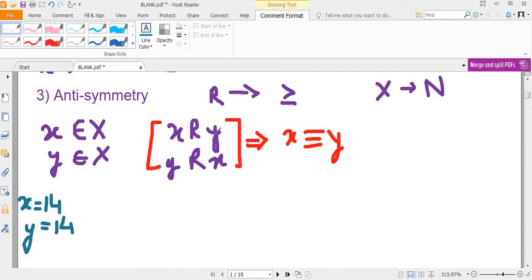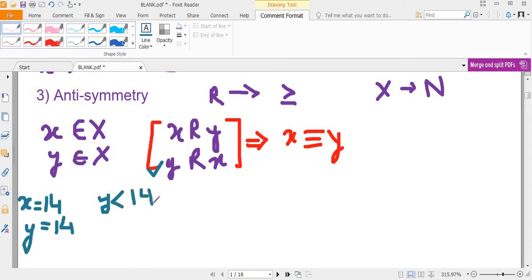Why am I saying y equal to 14 as well? I should be able to choose anything I want, right? But I have to take the assumption that x is related to y and y is related to x. So if I take 14 and if I take any number greater than 14, then only this will hold, right? If I take y greater than 14, then y will be greater than or equal to x, but x will not be greater than or equal to y. So just this relationship will hold, but I have to make sure that both the relationships hold.